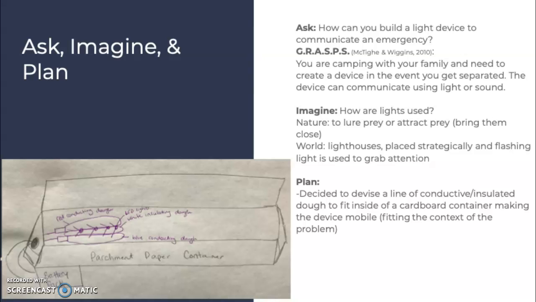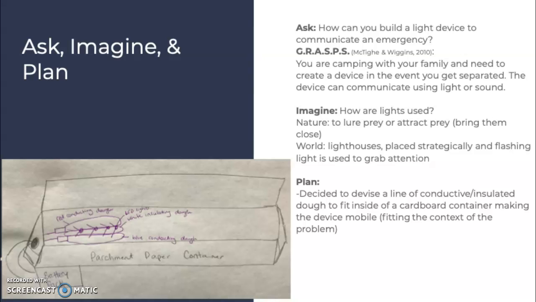So I ended up with my ask question being, how can you build a light device to communicate an emergency? And I got that from Next Generation Science Standards, but also through the GRASP model from McTighe and Wiggins, which really helps create a role and an audience for students to make the context a little bit more relevant and authentic for them. So I decided on, you are camping with your family and need to create a device in the event that you get separated. The device can communicate using light or sound.